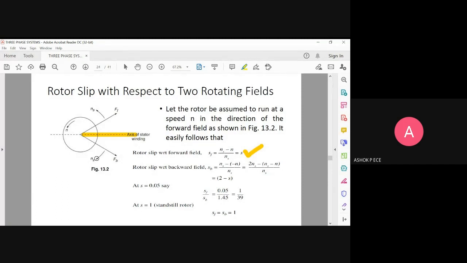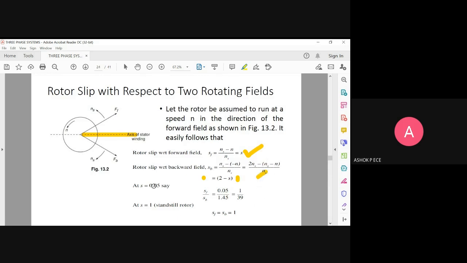But here you see ns is moving in clockwise, n is moving in anti-clockwise. So when you subtract, effectively it becomes addition: (ns plus n) by ns. That is going to be the backward field slip. Because of two fields you are having here, forward field and backward field, you will have two slips in both directions. So SF is for the forward field and SB is for the backward field. So SB is going to be (ns minus of minus n) divided by ns. So if you write this SB in terms of S, if I simplify, I can write it as 2 minus S. Okay, it is going to be 2 minus S.